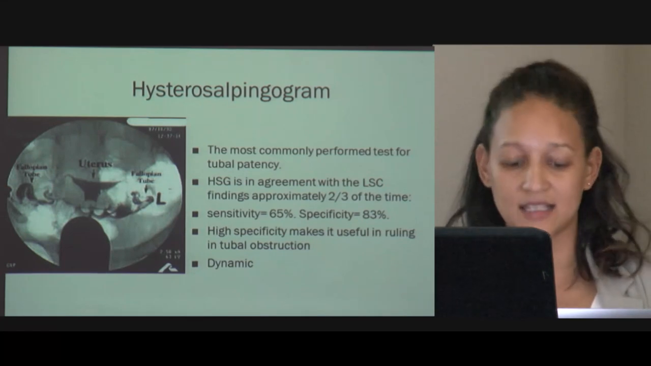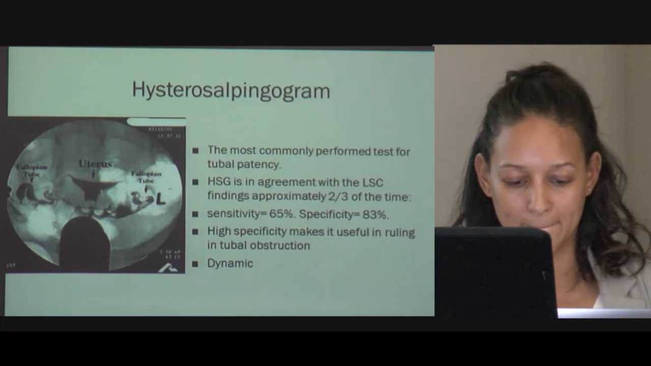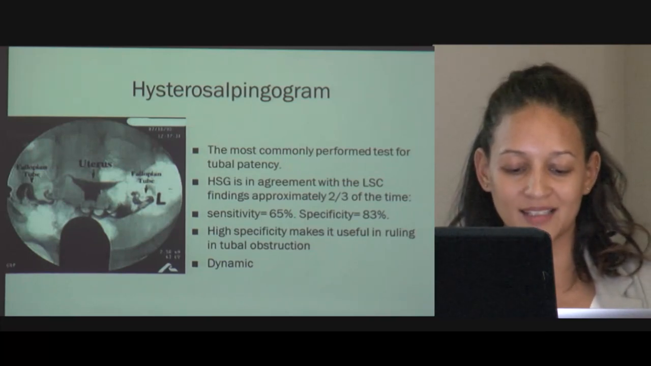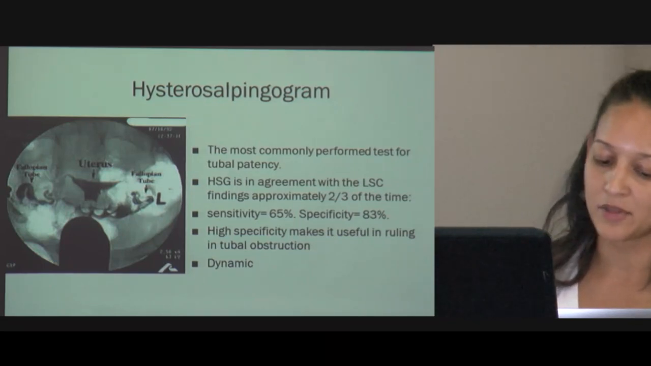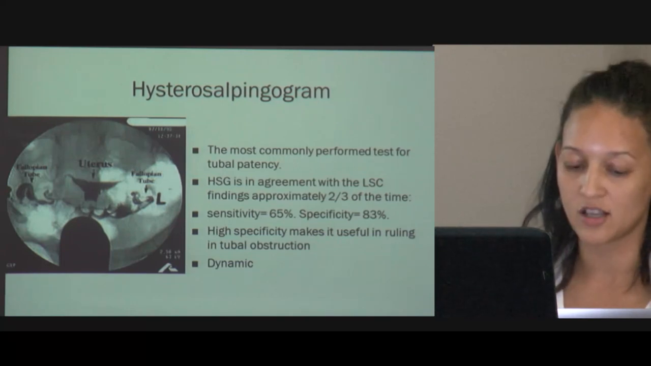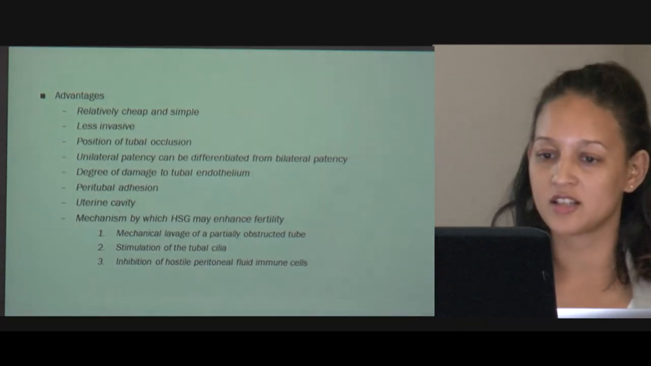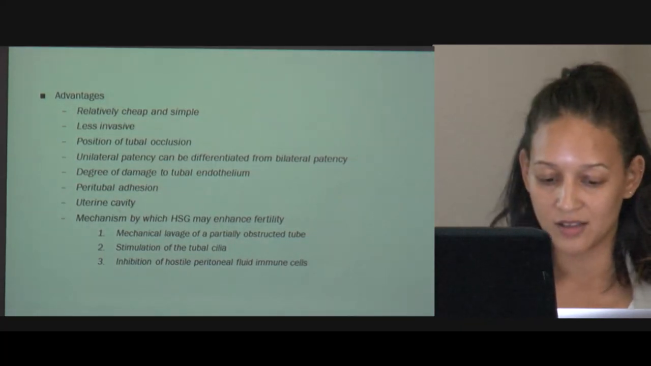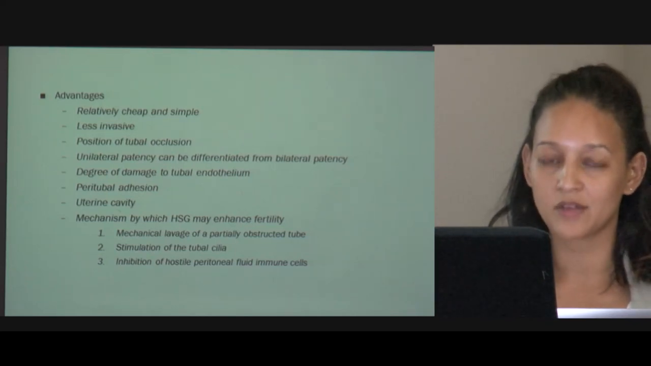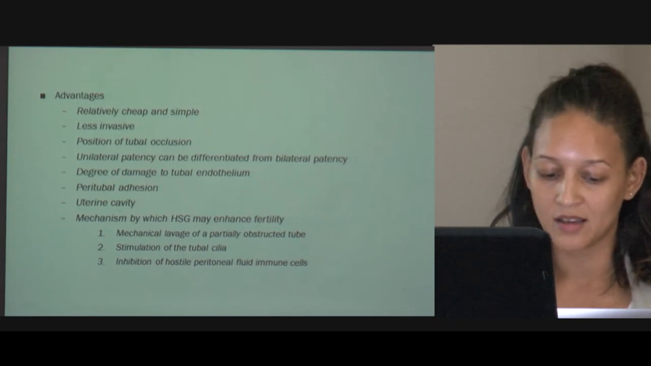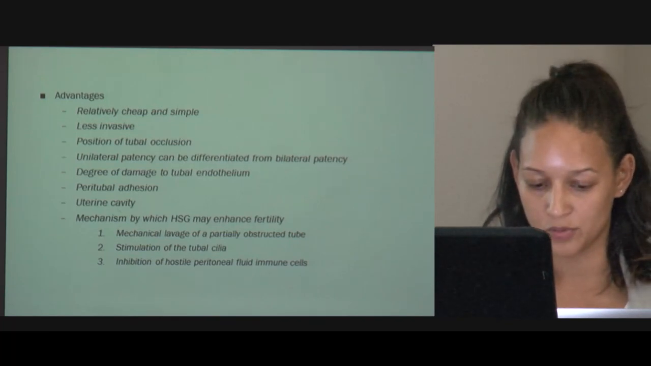HSG has moderate sensitivity and excellent specificity in the infertile population. However, if HSG indicates occlusion, there's a 60% chance that the tubes are patent, and if it demonstrates patency, there's a 5% chance the tubes will be occluded. Other advantages of HSG is that it's relatively cheap and simple. It's a less invasive way of examining the tubal patency, and aside from being faster and less expensive than laparoscopy, it can delineate the contours of the uterine cavity and the lumen of the fallopian tube.